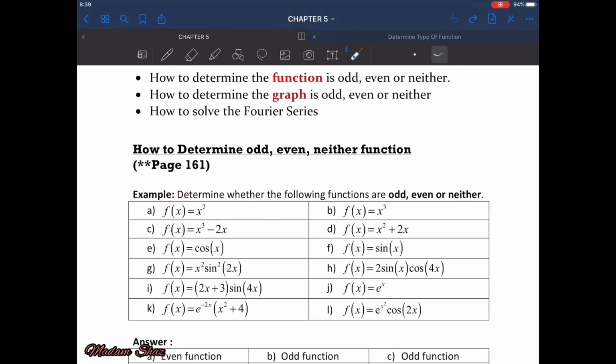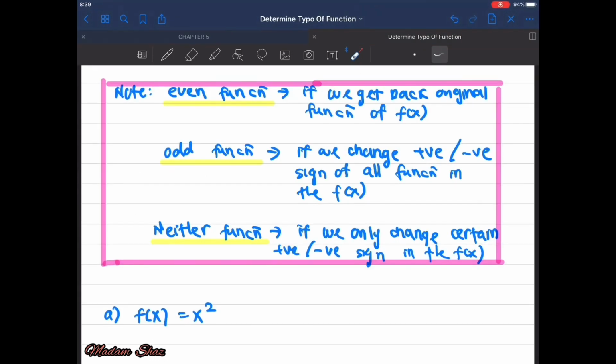Before you determine the type of the function, let's refer to this note. You will have 3 types of function: even function, odd function, or neither function. For the even function, if we get back the original function of f(x), then f(x) is considered an even function. For the odd function, if we change all the positive and negative signs in f(x), it means that f(x) is an odd function. For the neither function, if we only change certain positive or negative signs in f(x), then f(x) is considered a neither function.